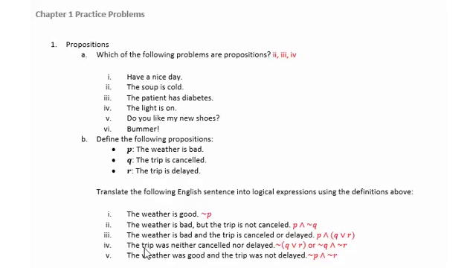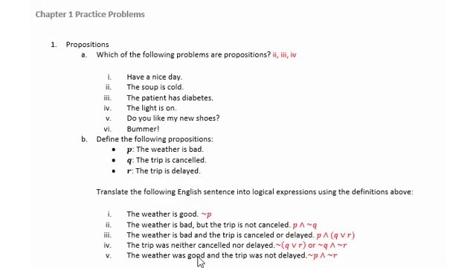Okay, part 4, the trip was neither canceled nor delayed. So we can group that together and put the negation in front of it. The trip was neither canceled, so the trip is canceled, the trip is delayed would be inside of the parentheses with the or. You could also use De Morgan's laws. Just take the negation inside of the parentheses here. Each piece becomes its opposite, and then we change the or symbol into and. So either of those would be acceptable in terms of solutions.